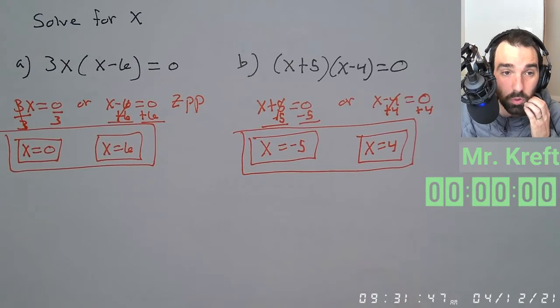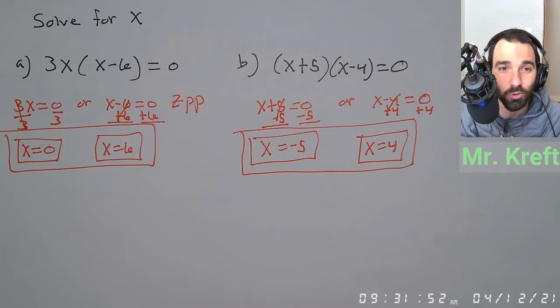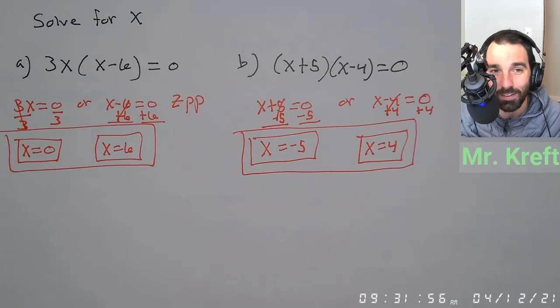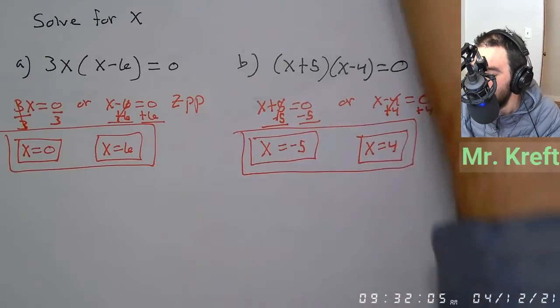Okay, and the reason why there's two answers is because there's two possible things that can be 0. The first term can be 0 or the second term can be 0. All right, and how are you guys doing with that? Did we do okay? You guys feeling okay with this?